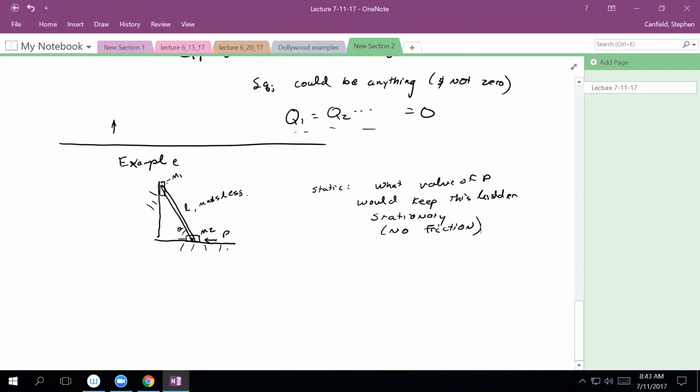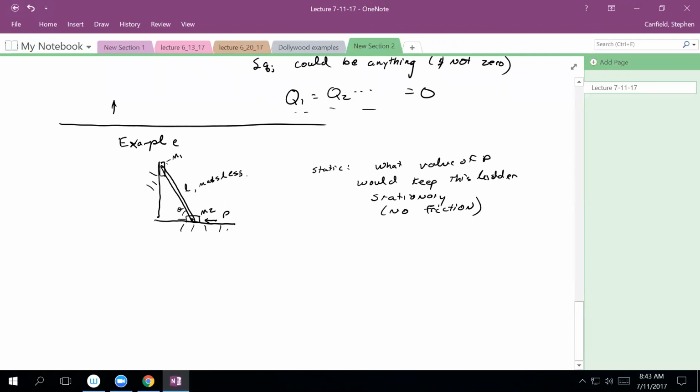So to show the method, let's very quickly think about how we do it the Newton way, which is a fine way. Initially I've got two bodies. They do have a constraint, but I've got two bodies with two motions. So my Newton way would be to draw two free body diagrams, FBD1 and FBD2.